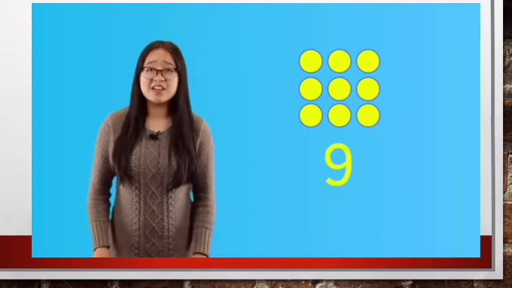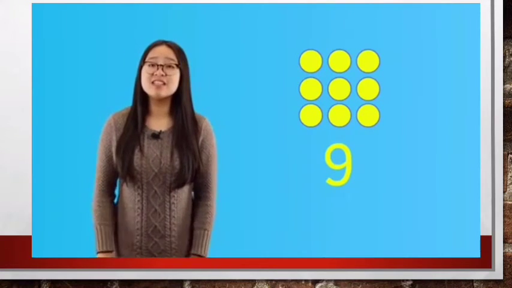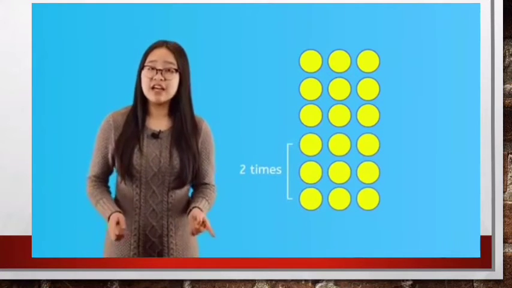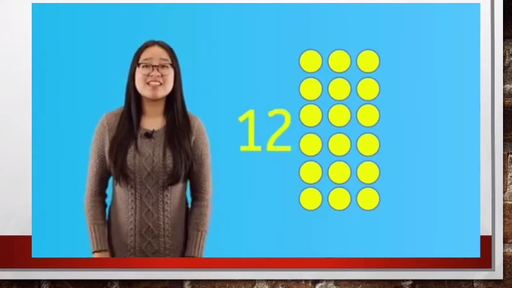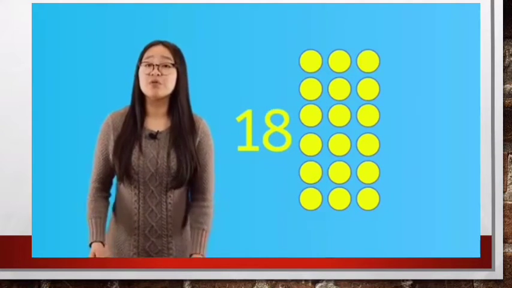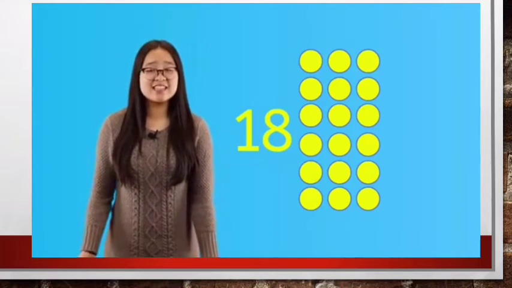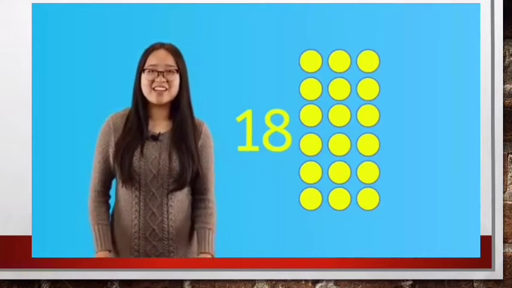Now, if Sandy's sister has double this, what does this mean? You're right again. It means 2 times this, or the same set added again, or twice. How many in all? That makes 18 tokens. But really, since they represent hats, that makes 18 hats that Sandy's sister owns. Wow, she sure owns a lot of hats.